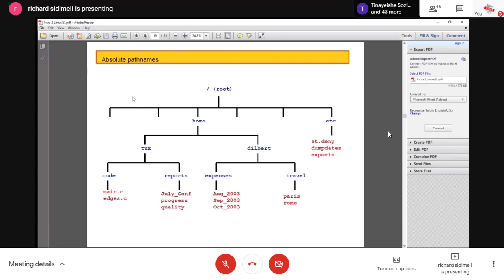The other feature about Linux is that you do have what is known as a Linux tree.